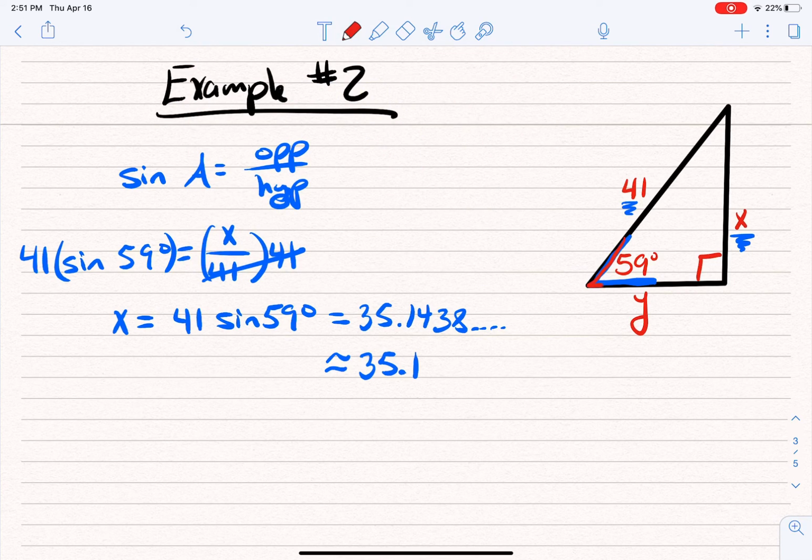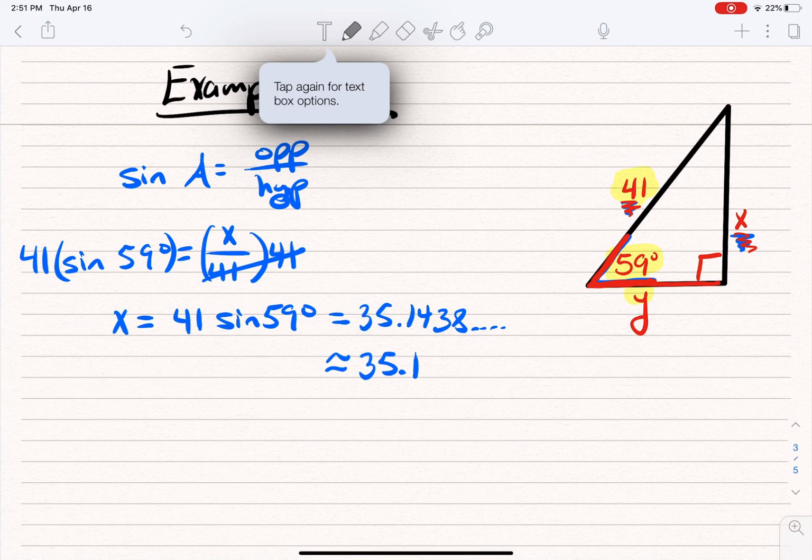Again, from the perspective of this 59 degrees, y is the adjacent side. I still know the hypotenuse. I don't want to use this new side I just found because it's not a very clean number. It's just an approximated number. So I always want to go back to numbers that were given to me in the problem, like 59 degrees and 41.